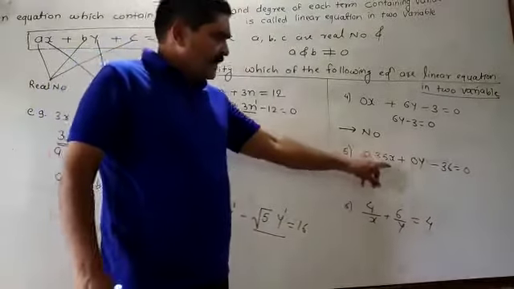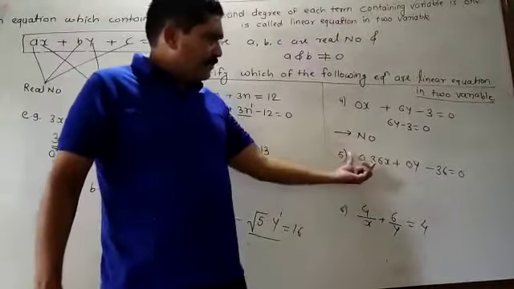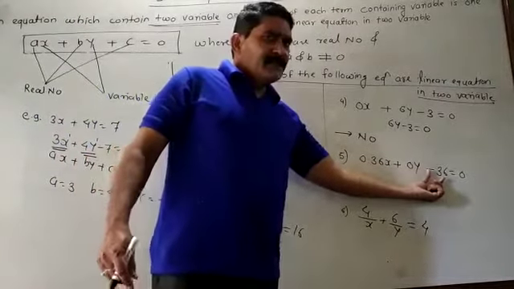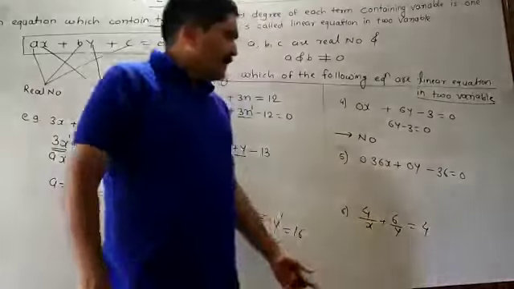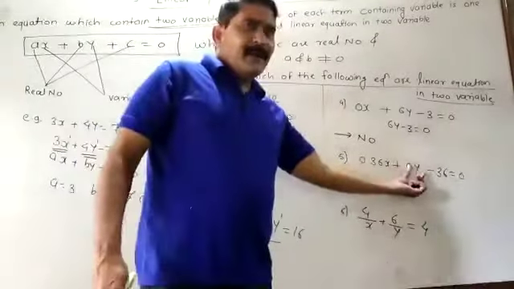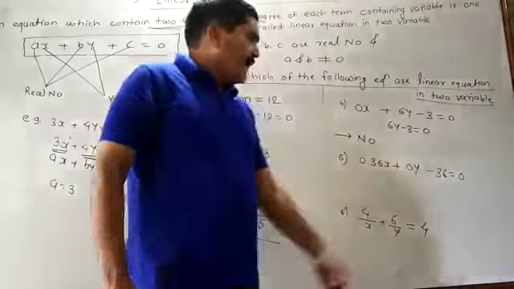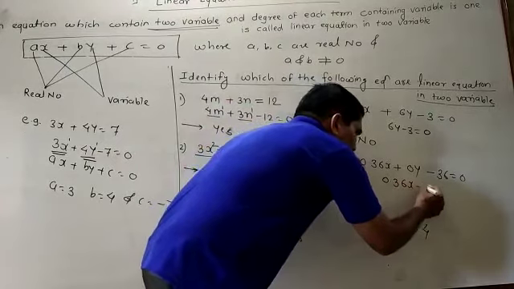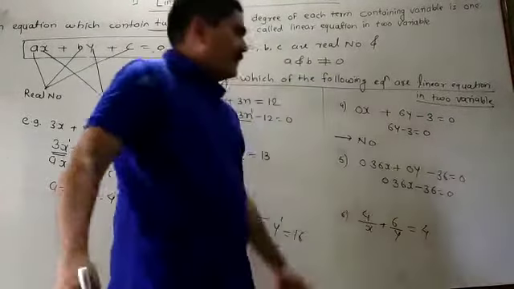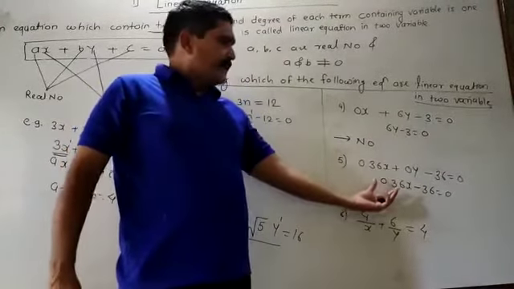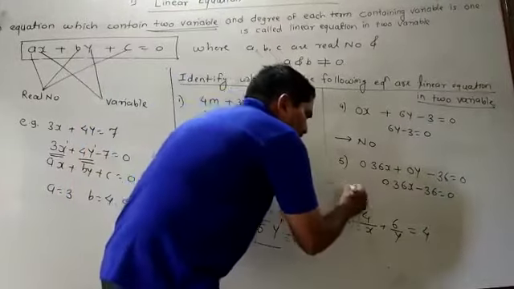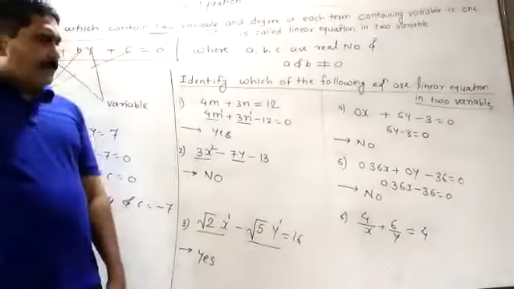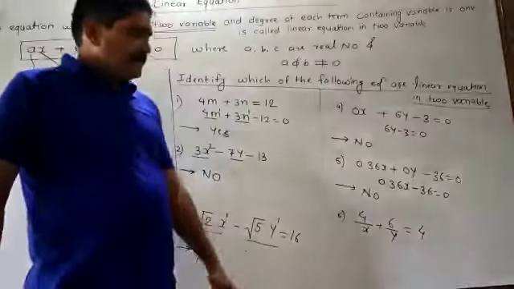Then you have to concentrate on this equation, 0.36x plus 0y minus 36 is equal to 0. Here 0 multiplied by y is equal to 0, and from that I will write this equation as 0.36x minus 36 is equal to 0. Here the other variable is not given. If the other variable is not given, then we will say that this is not a linear equation in two variables.